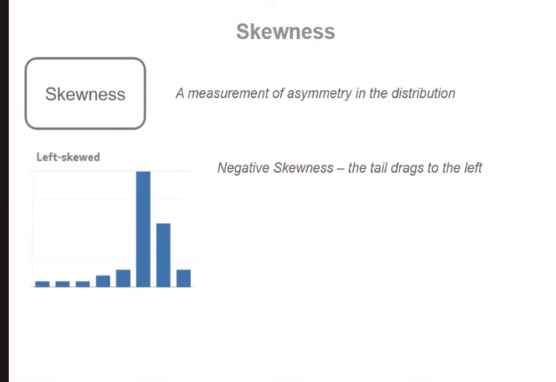Some notes on skewness. If the distribution is skewed negatively with the tail dragging left, then the mean will be less than the mode, and vice versa. If the skewness is positive and to the right, then the mean is greater than the mode.